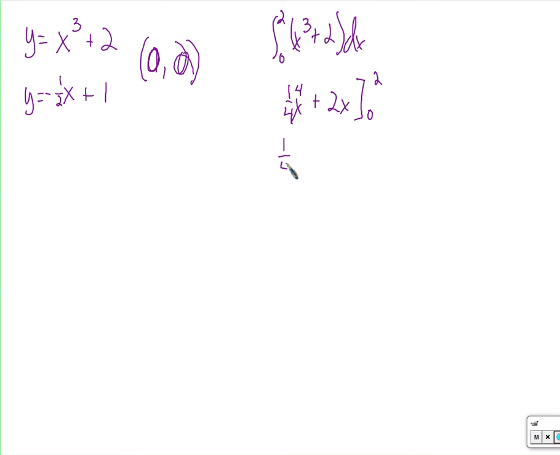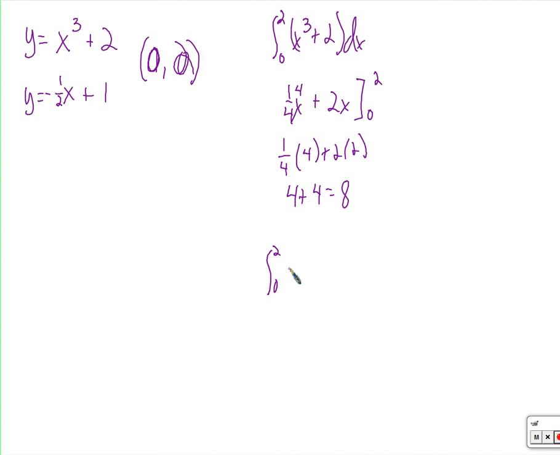So one fourth times 2 to the 4th plus 2 times 2. 2 to the 4th is 16, divided by 4, so 4. Plus 4 is 8. So the area under that curve from 0 to 2 is 8.